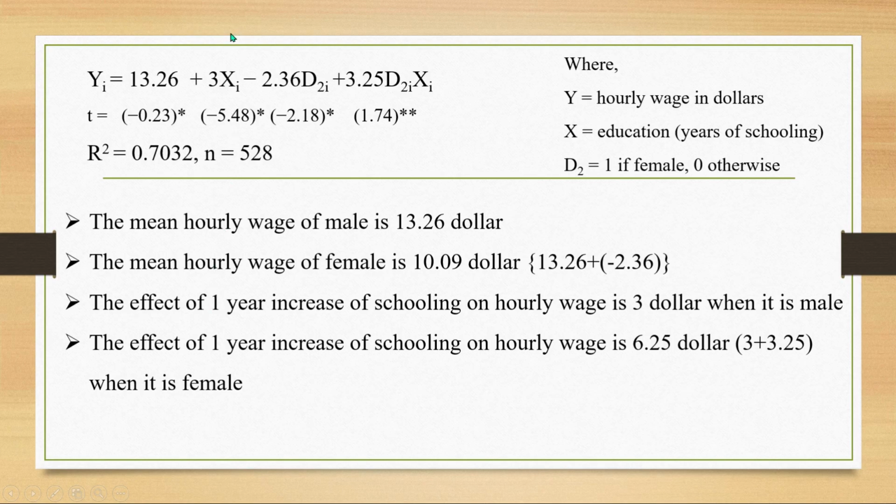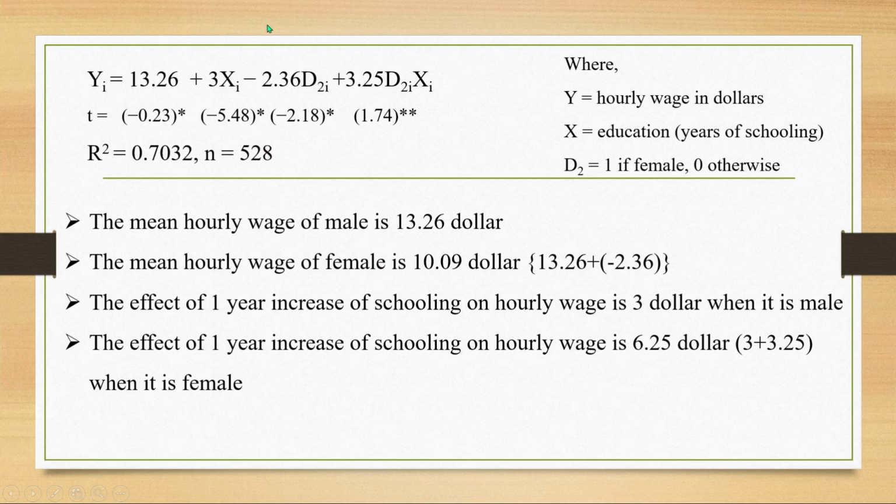Then if we want to interpret the continuous variable regression coefficient value, here we can tell that the effect of a 1 year increase of schooling on hourly wage is $3 when it is male. That means the coefficient value of the continuous variable will represent the effect of changes in education when it is male, that means when it is in the base category.